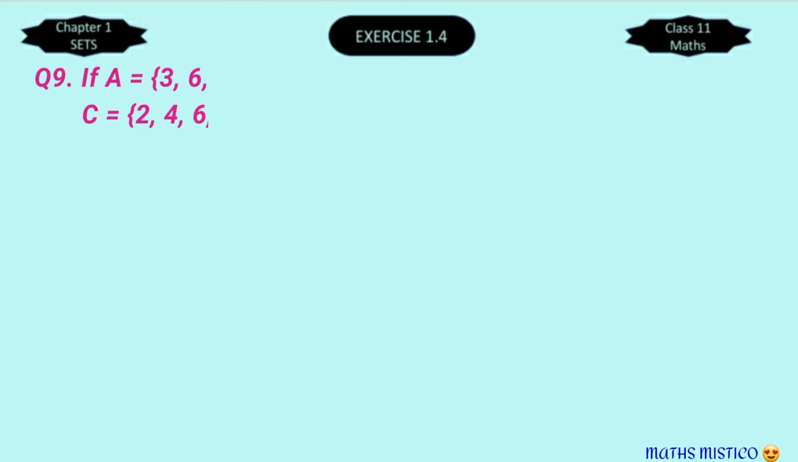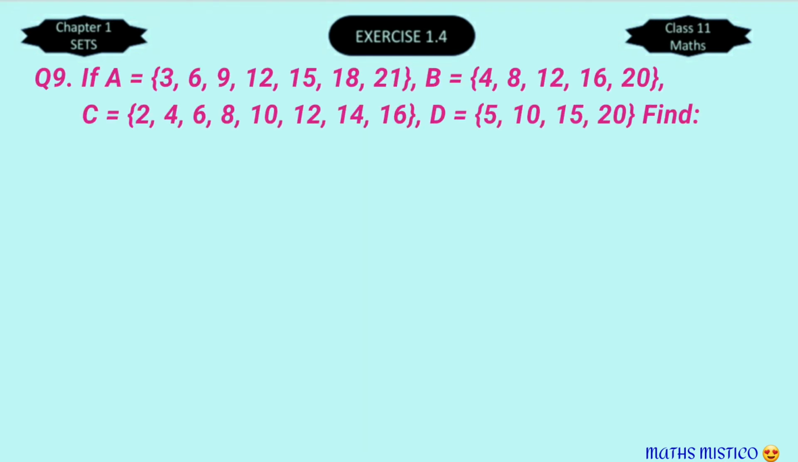Now let's start question 9 based on difference. As I discussed earlier, whenever we are finding difference, we have to concentrate on the first set. So A minus B means we will only take the elements of set A which are not present in B. So what are the common elements of these two sets? Only 12. Therefore A minus B is equal to 3, 6, 9, 15, 18, 21.